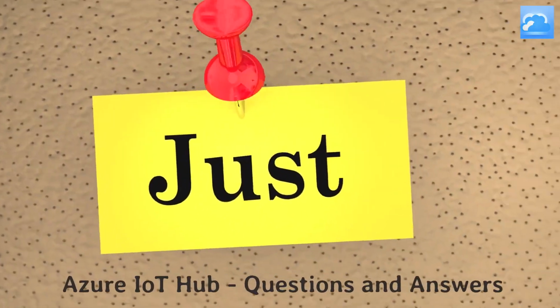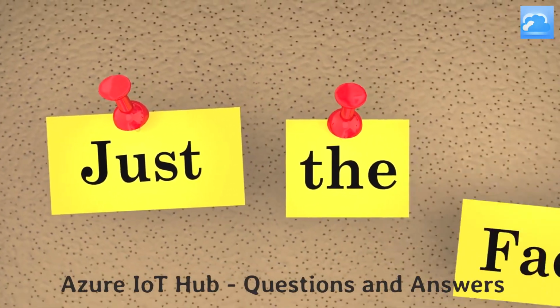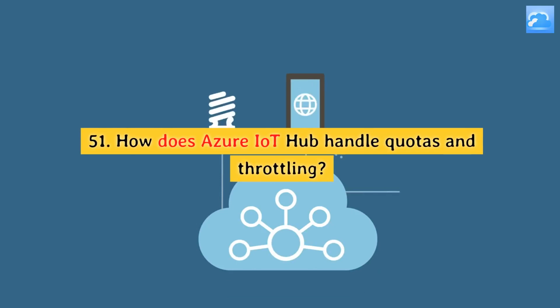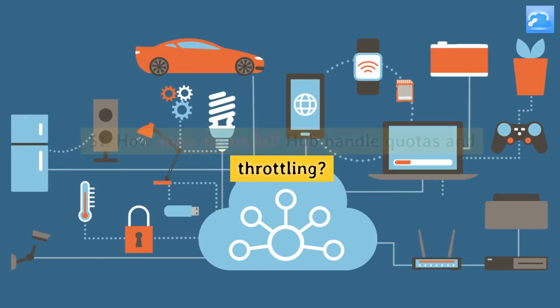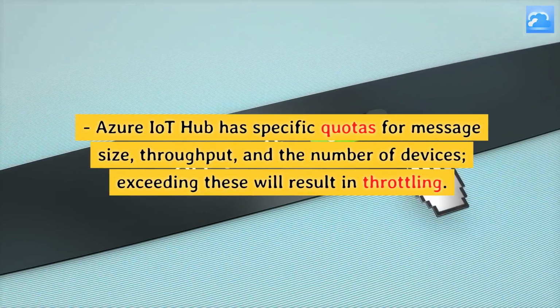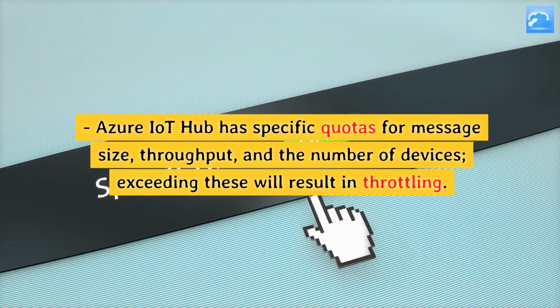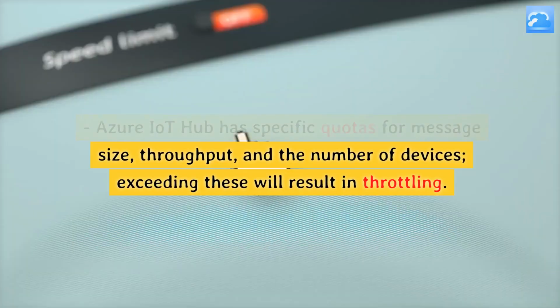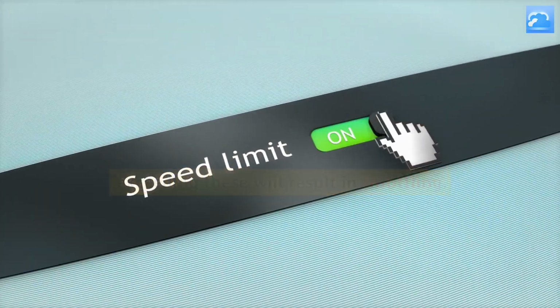Azure IoT Hub, questions and answers. 51. How does Azure IoT Hub handle quotas and throttling? Azure IoT Hub has specific quotas for message size, throughput, and the number of devices. Exceeding these will result in throttling.